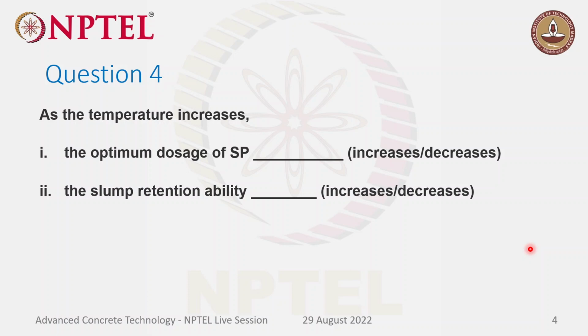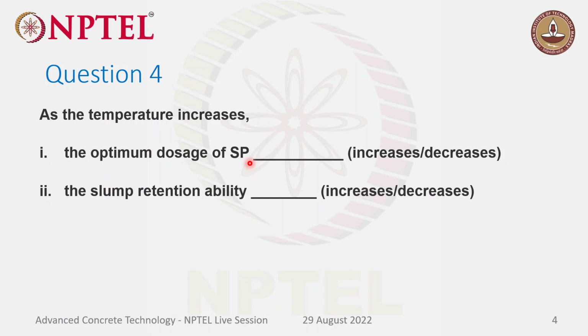Obviously we plan the mix design in the lab, and then we move to the field. But in the field, we can't say the temperature will be only 27 degrees Celsius, room temperature. No, right? The temperature will decrease or increase. It is subject to change at any point of time. So as the temperature increases, what will happen to the optimum dosage of SP? I have worked in the lab at 27 degrees Celsius, and now we are moving to the field where the temperature is 40 degrees Celsius.